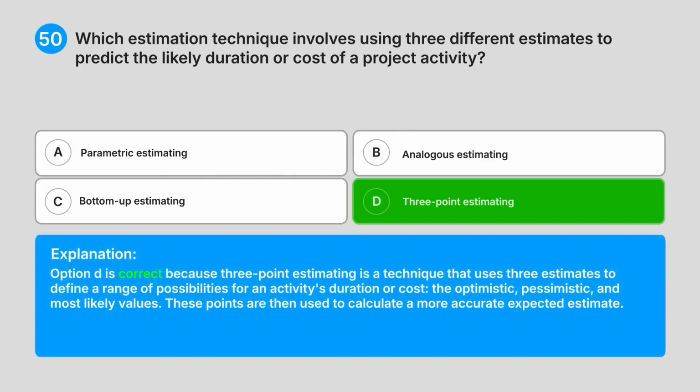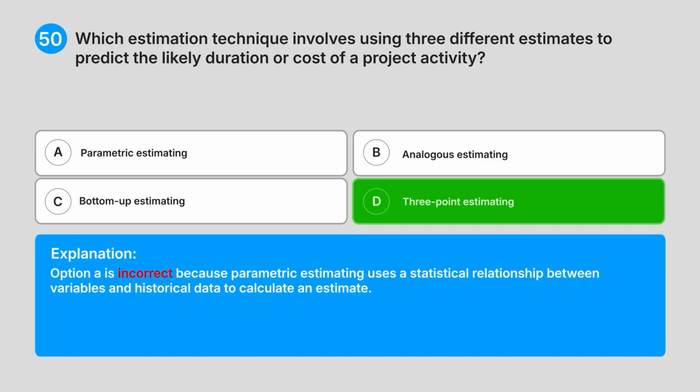Explanation: option D is correct because 3-point estimating is a technique that uses 3 estimates to define a range of possibilities for an activity's duration or cost, the optimistic, pessimistic, and most likely values. These points are then used to calculate a more accurate expected estimate.